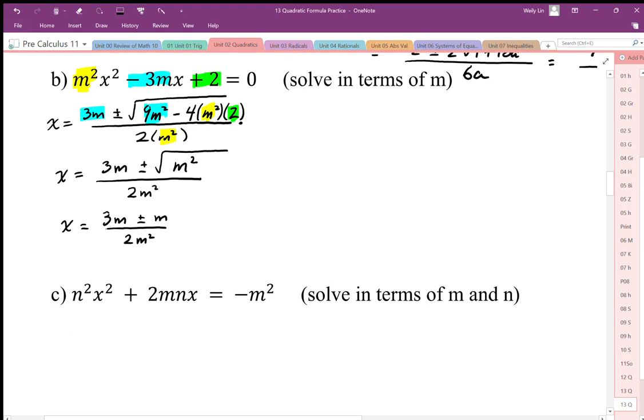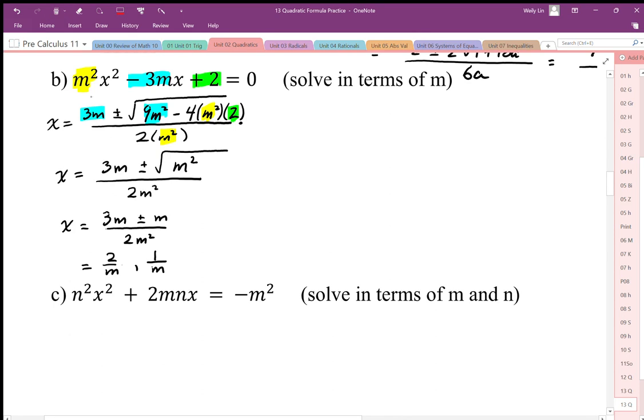When I actually work out the solution for this, 3m plus m is 4m divided by 2m squared. So 4 divided by 2 is 2. m divided by m squared is m in the denominator, so 2 over m. The other solution is when I subtract. 3m minus m is 2m, so 2 divided by 2 is 1. m divided by m squared gives me m in the denominator, so those are my two solutions. And since they're rational, this means that this must have been factorable, and in fact it was.